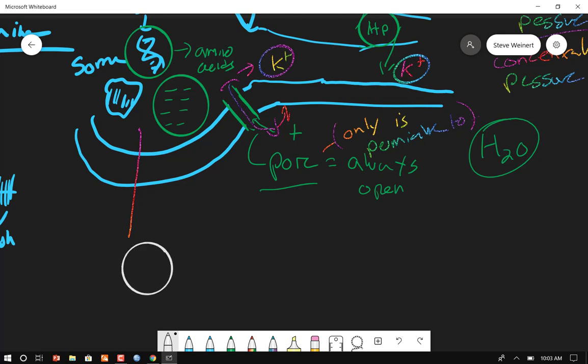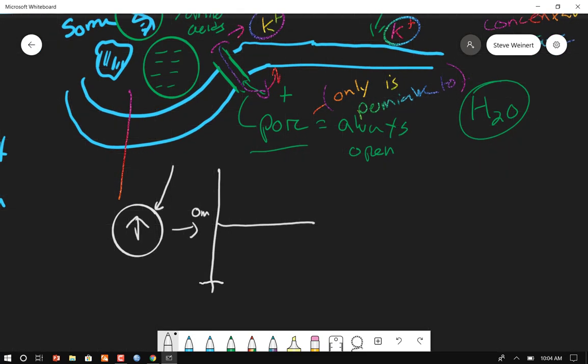If I draw an electrical current between the outside and the inside, so that's a little meter, it looks like this. Here's 0 millivolts. What charge are these amino acids? Negative. So a membrane that's permeable to potassium has a charge of negative 70 millivolts. The negative 70 means that the potassium is flowing which way? In or out? Out. Positive going out means negative.